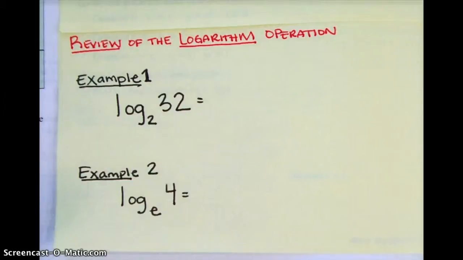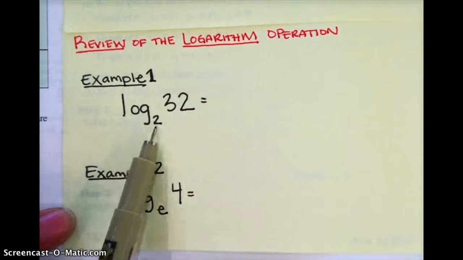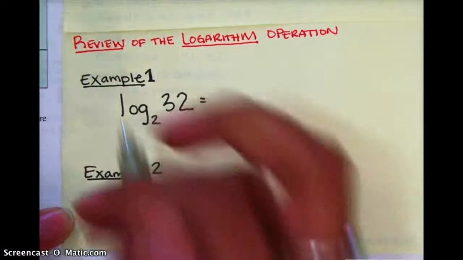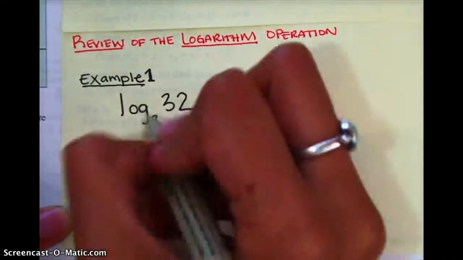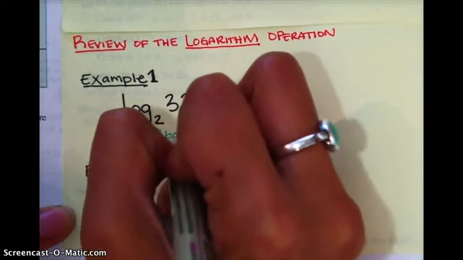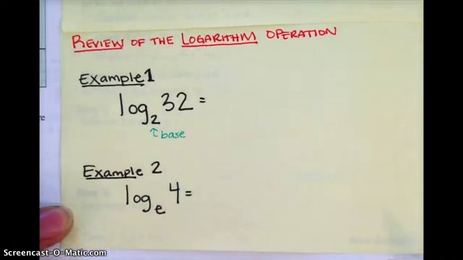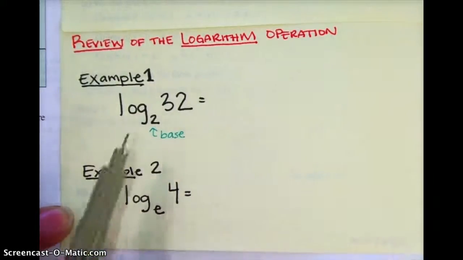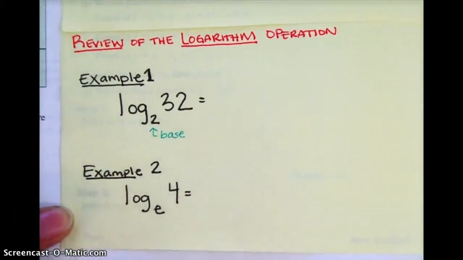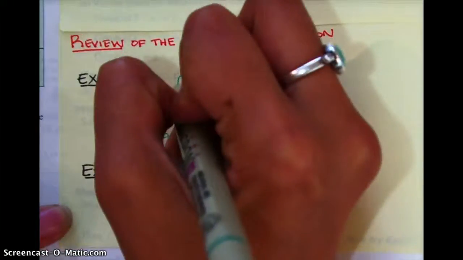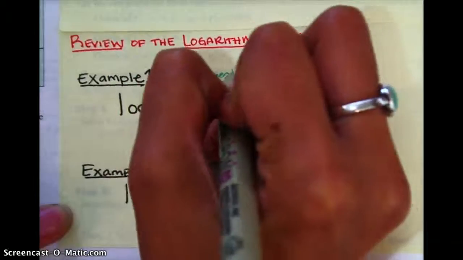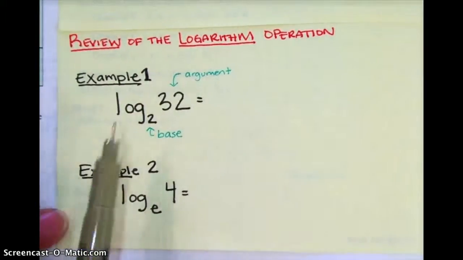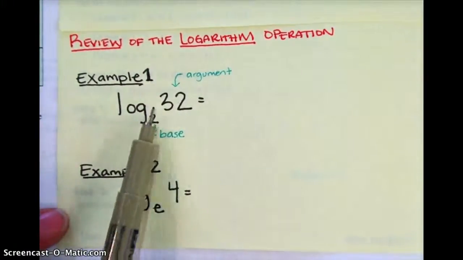So you should remember from Algebra 2 that this expression in example 1 is read log base 2 of 32. You need to know how to correctly talk about logarithms because they're weird. The first thing you need to know is that this number down here is the base. If you see a number, that's the base. If you don't see a number in this spot, we assume the base to be 10. This number right here, 32, is called the argument. And the correct way to read this is log base 2 of 32.